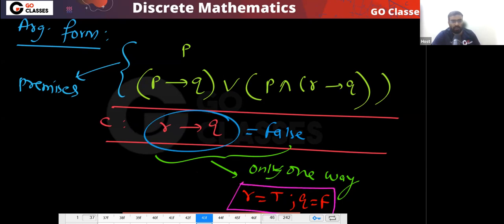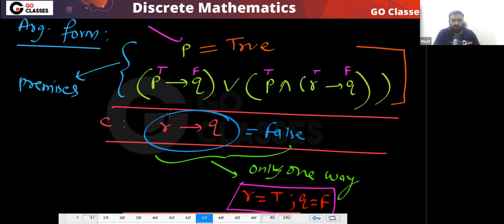Okay. Now, what is our next step? Tell me. What will be your next step? Your next step will be to make all the premises true. Can you make all the premises true? Let's start with P. So P is true. Remember, R is true, Q is false. So P is true, Q is false, R is true.